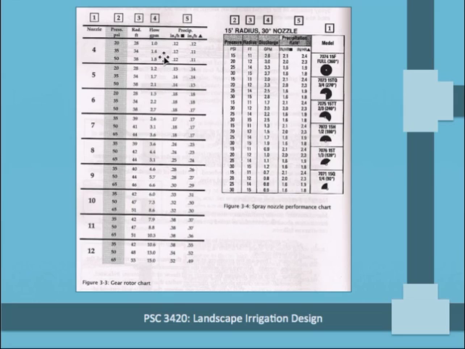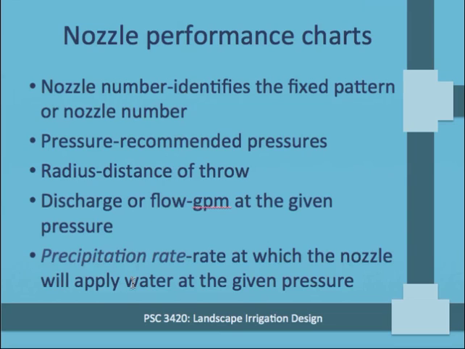What you find is that as the pressure increases, the flow also increases. So at 20 psi, the flow is 1 GPM. At 50 psi, the flow goes up to 1.8 GPM. And then finally, a lot of manufacturers will note the precipitation rate for their particular nozzles.